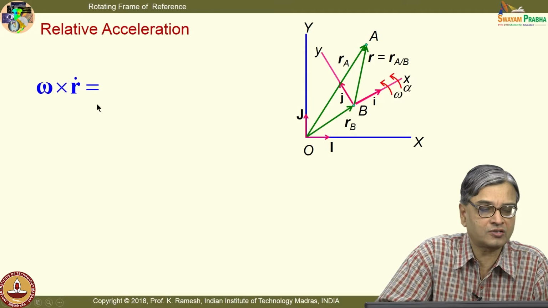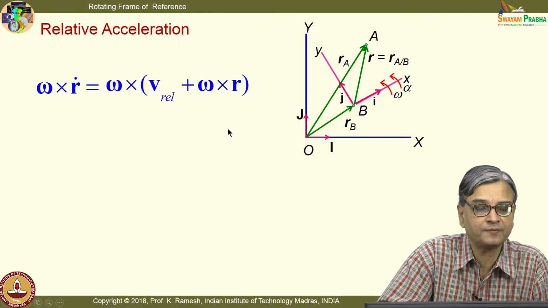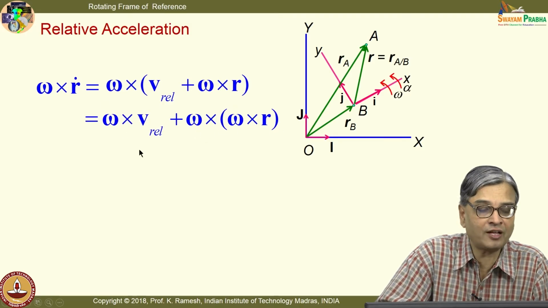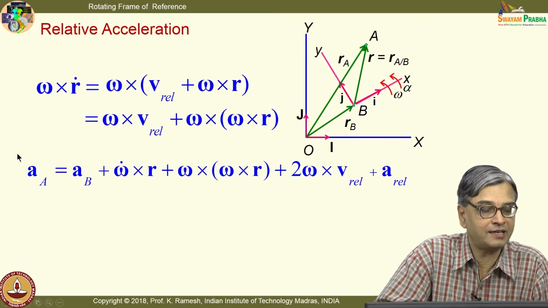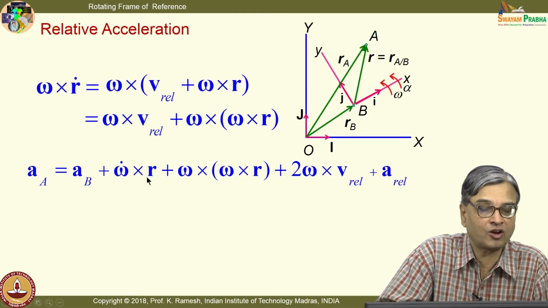So, omega cross r dot is nothing but, we have seen r dot is V rel plus omega cross r. So, this results in two terms, omega cross V rel plus omega cross omega cross r. We have already got omega cross V rel earlier. So, when I write the final expression, it turns out to be like this. The acceleration of point A is related to acceleration of point B plus omega dot cross r plus omega cross omega cross r plus 2 omega cross V rel plus A rel.